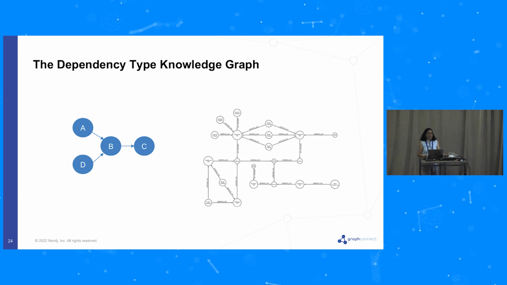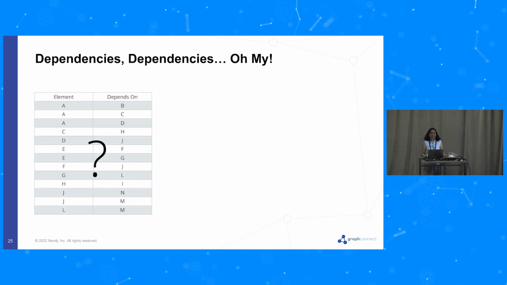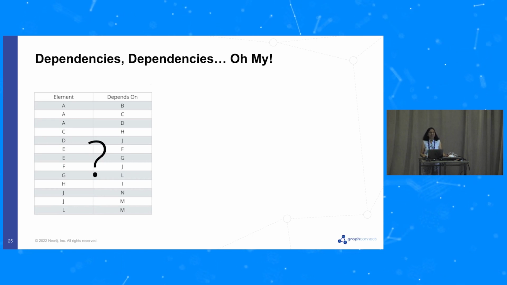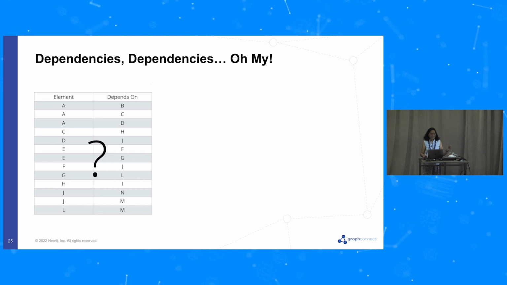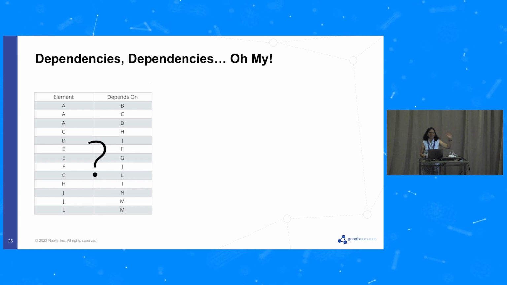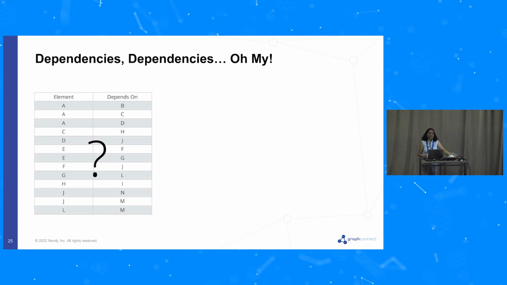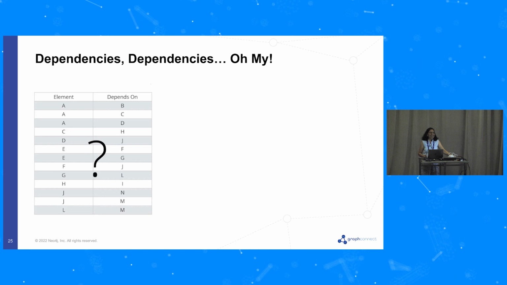Okay, so here you see a table that has about 15 elements and their dependencies. And I'd like a show of hands from the audience if you think there is a dependency between element A and element F. And I'm not going to give you too much time, 5 seconds. 1001, 1002, 1003, 1004, 1005. So please raise your hands if you think there's a dependency between element A and element F. I can't see those hands. I see a few. Okay, cool.